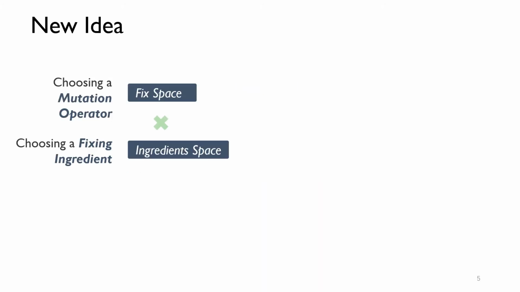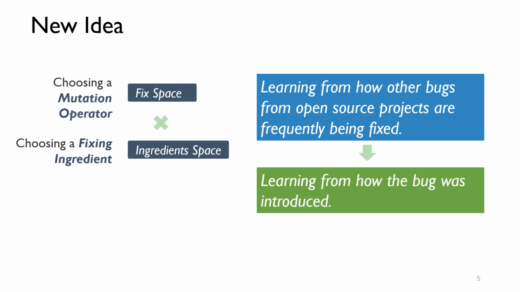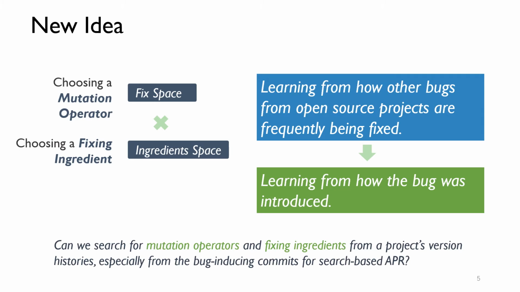Therefore, our key question in this study is that when refining the fix space and ingredient space, instead of learning from how other bugs from open source projects are frequently being fixed, can we learn how the bug was introduced instead? Specifically, can we search for mutation operators and fix ingredients from the project's version history, especially from the bug-inducing commits when designing APR techniques?